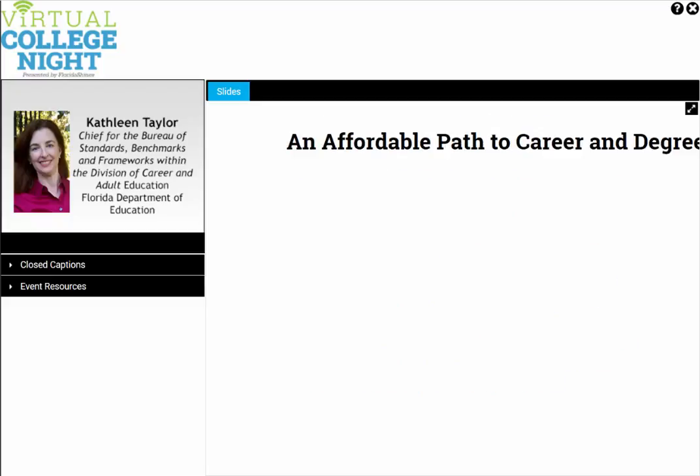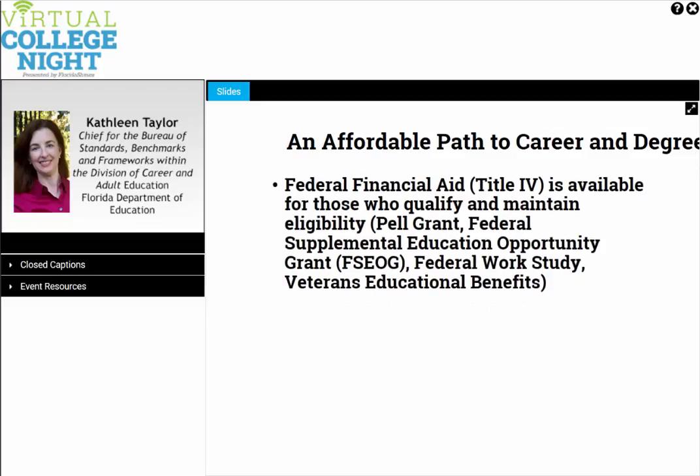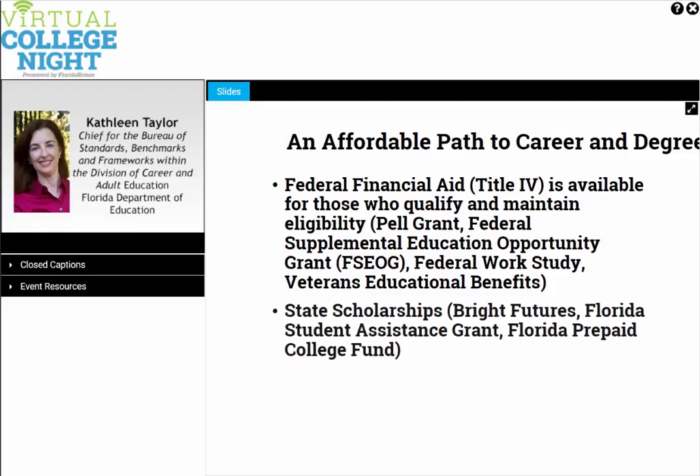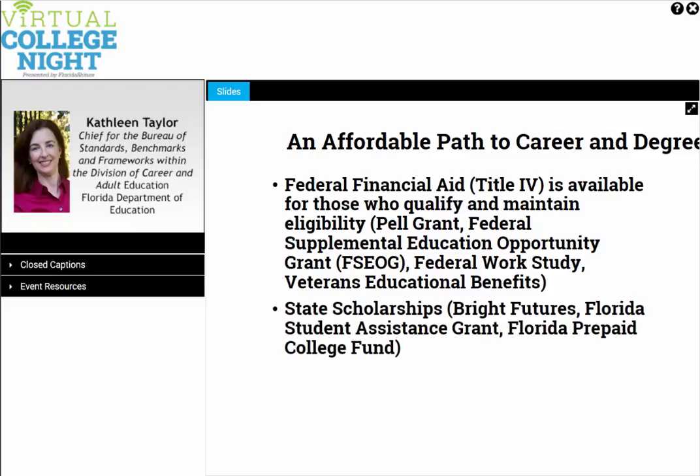Moving on to the next slide. Just like degree programs, many certificate programs qualify for federal financial aid in the form of Pell Grant, federal work study, as well as veterans educational benefits. In addition, many state and local scholarships are available to students who qualify.